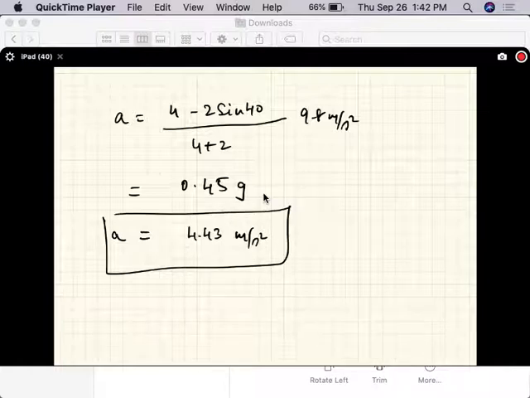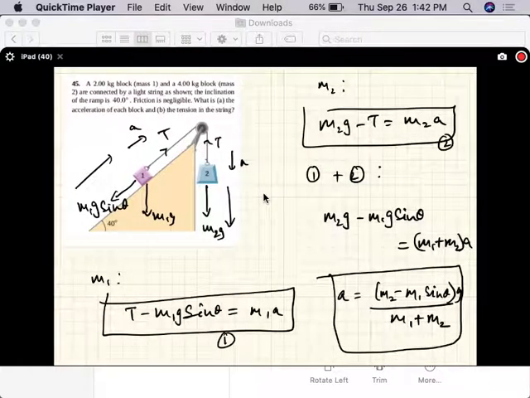The acceleration of the blocks is 4.43 meters per second squared. Okay. And to calculate the tension in the string, what we can do is use the equation for the second mass. Tension is m2g minus m2a.